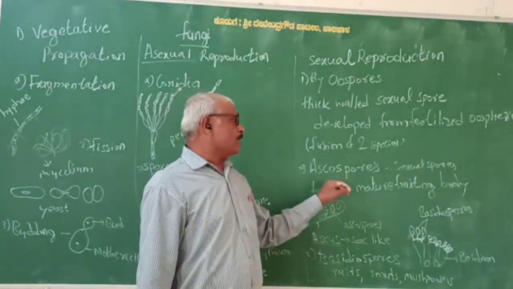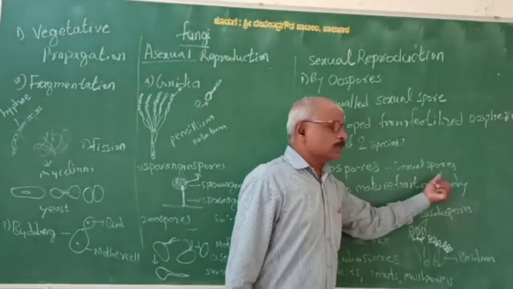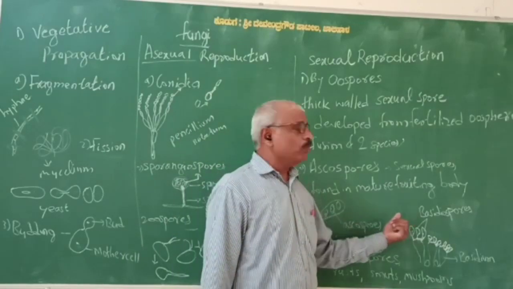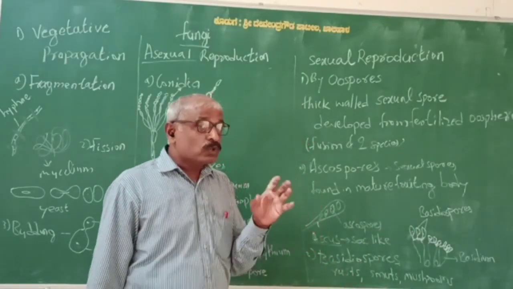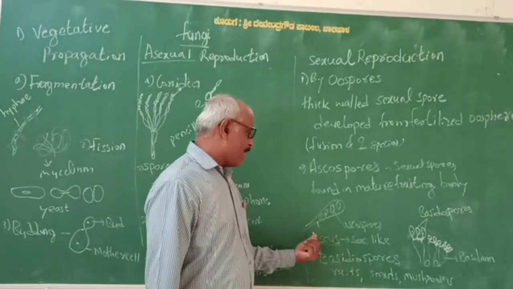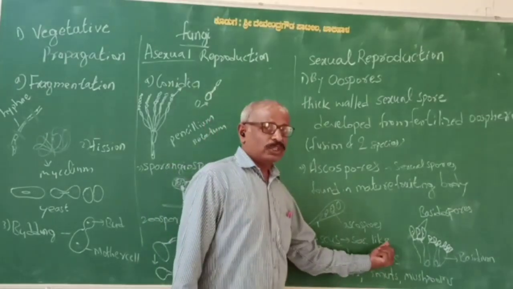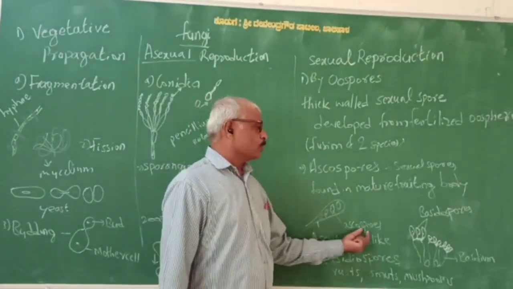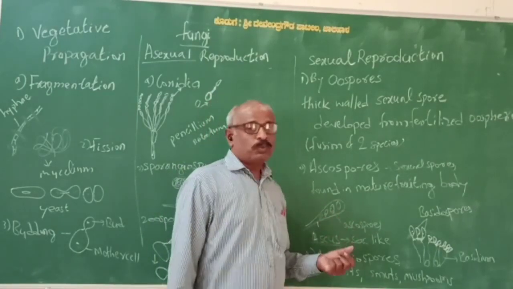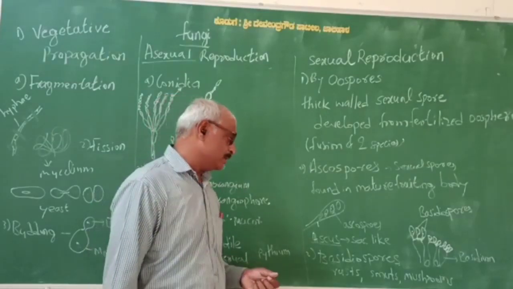And the second one is ascospores. These ascospores are also sexual spores. They are usually found in the mature fruiting body, the ascocarp, or the ascus. Ascus is a sac-like structure. It contains the ascospores, and these ascospores are able to develop into a new organism.